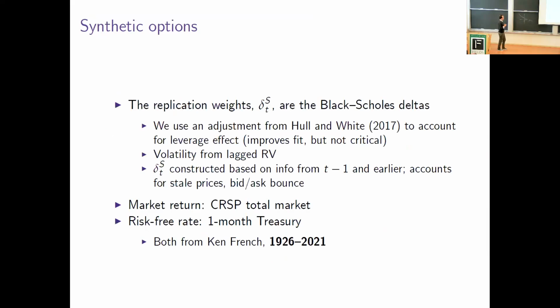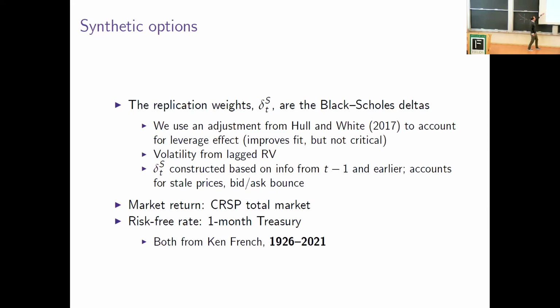So let me show you what we do in the data. I'm going to have these replication weights, those delta S's. We're just going to use the Black-Scholes deltas, but with a slight adjustment that comes from a paper by Hull and White that lets you account for the leverage effect. It's not qualitatively important. It quantitatively makes the fit a little bit better if you do it. You need volatility. We're going to do this all the way back to 1926. So we're not using IVs from options to get the volatility that you put in to getting your weights. We're just going to forecast future volatility based on lagged realized volatility.